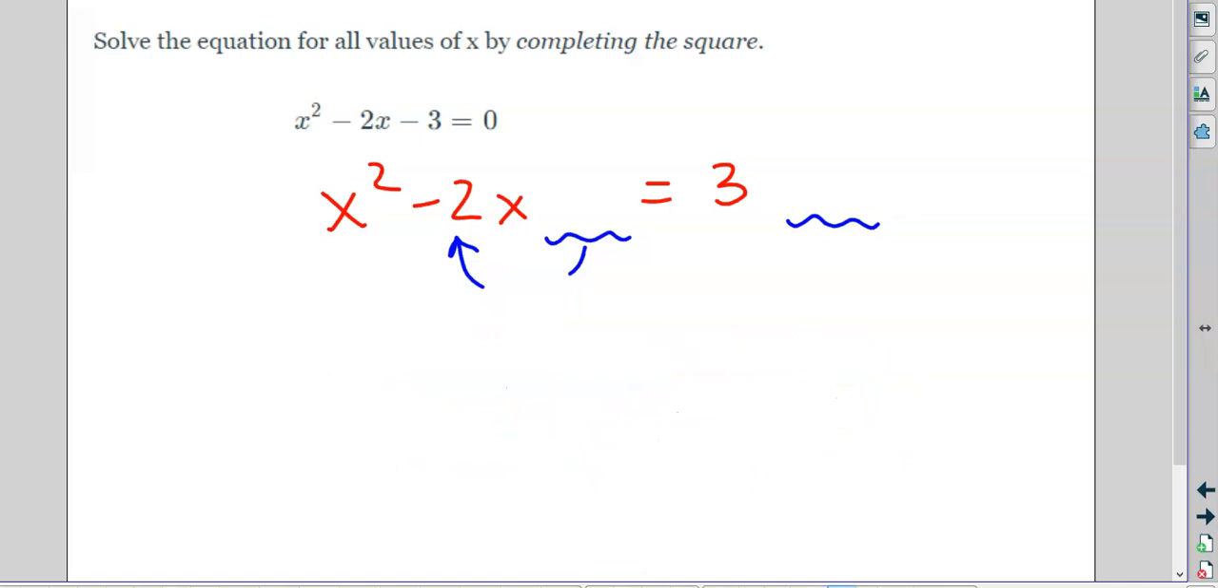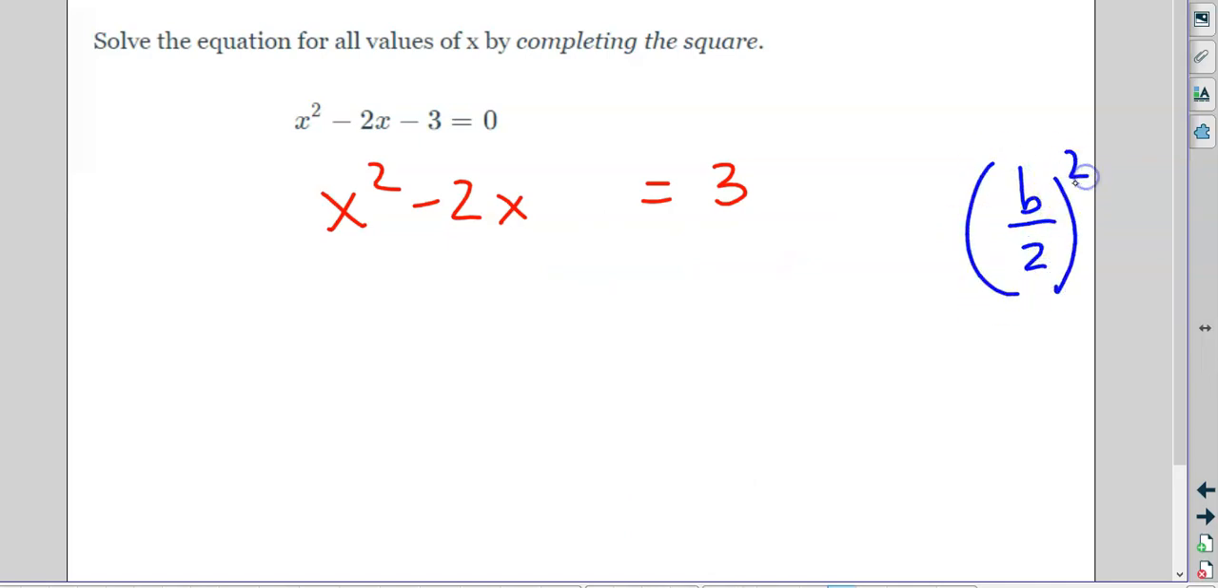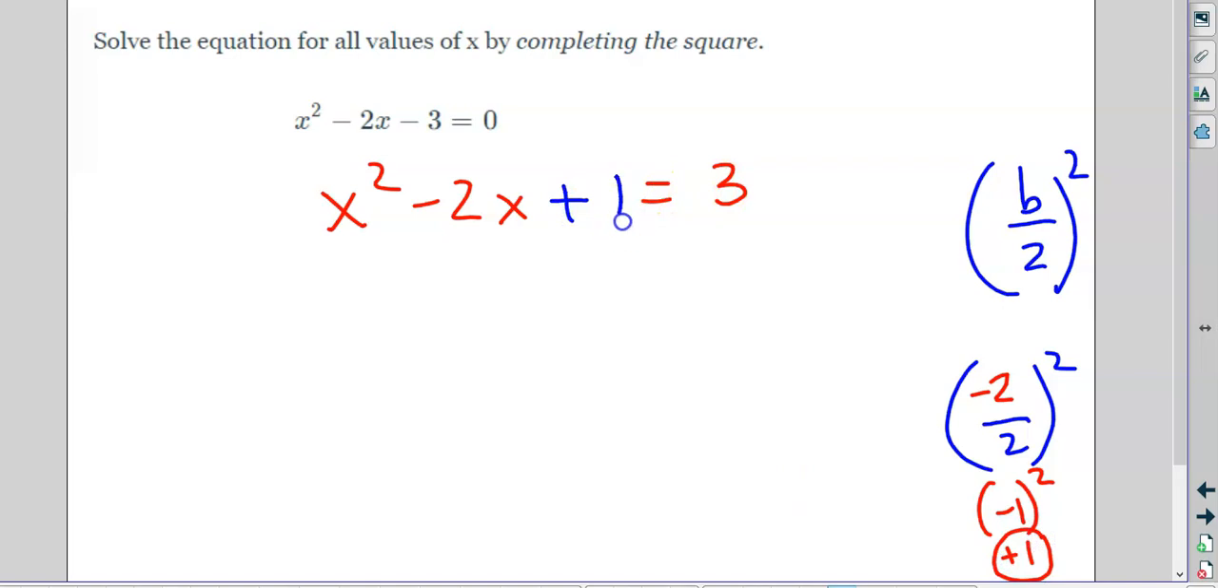So how we do that is we take half of b and then we square it. So this is the formula, and b is negative 2. So negative 2 divided by 2 is negative 1, and negative 1 squared is positive 1. So that is the perfect square that I'm going to be adding to both sides of my equation. Be careful here because that's fair. You can add anything you want as long as you're adding it to both sides.